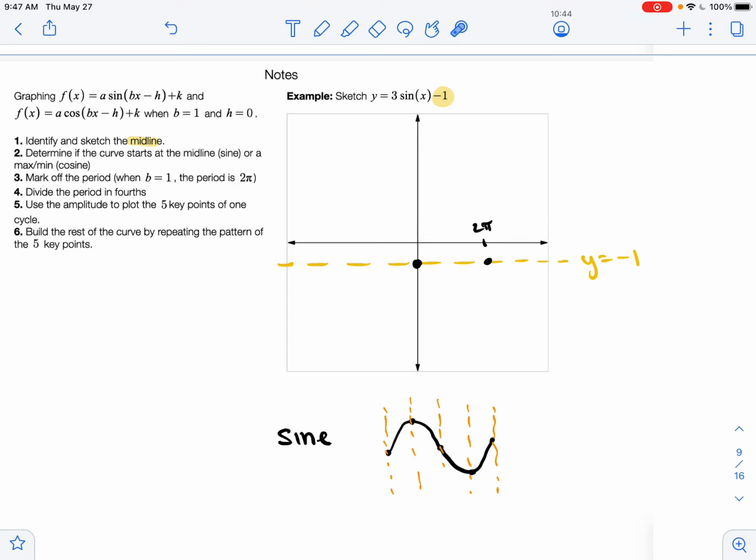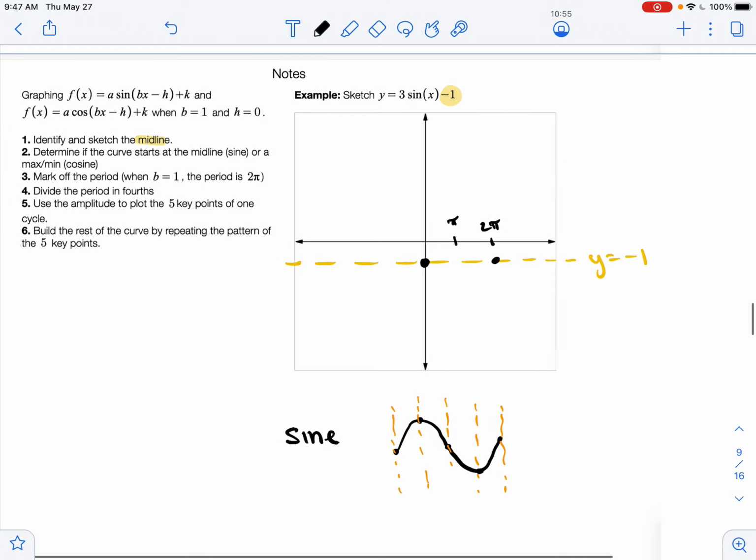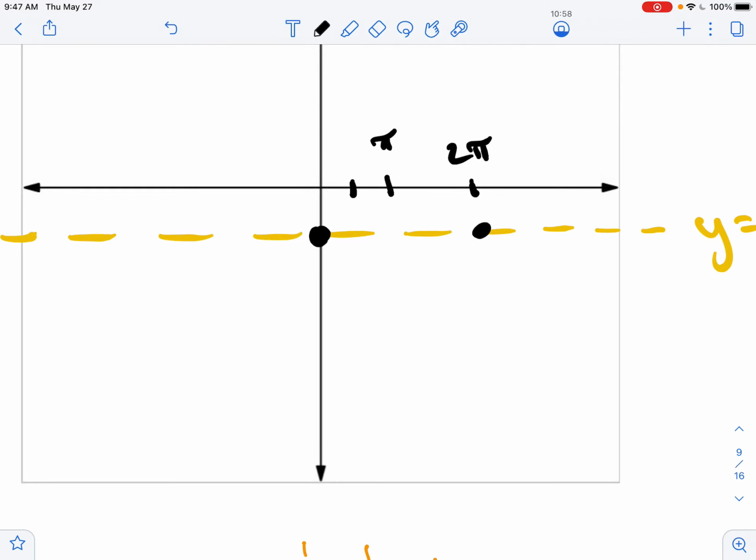that's going to help me decide where I put the max, the midline, and the minimum. Part 3 says mark off the period. Oh, we already did that, sorry. Part 4 says divide the period into fourths. So dividing 2 pi up into fourths, I'm going to have to go in half to give myself pi, half again to give pi over 2, half again to give 3 pi over 2. I'm going to erase those numbers just so that when I go to plot the points, it's not too crowded. But pi over 2, pi, 3 pi over 2, 2 pi are all the angles we're going to have to hit to cycle from our midline, max, midline, min, midline.